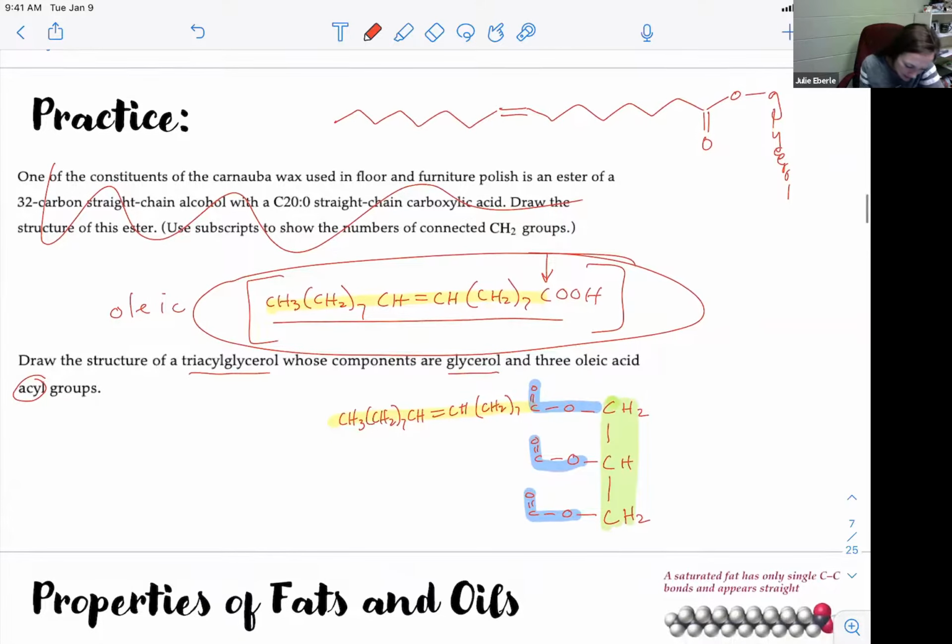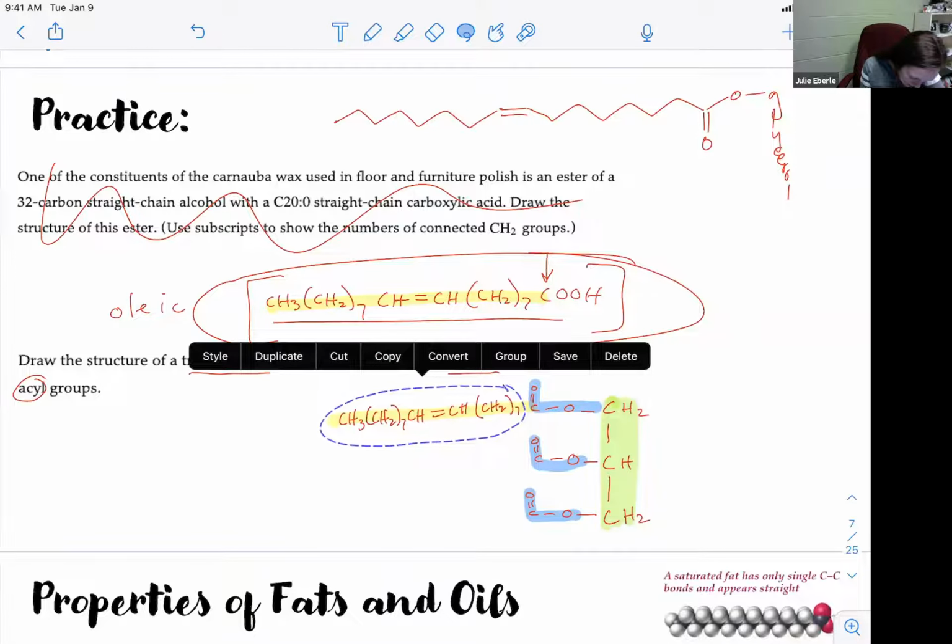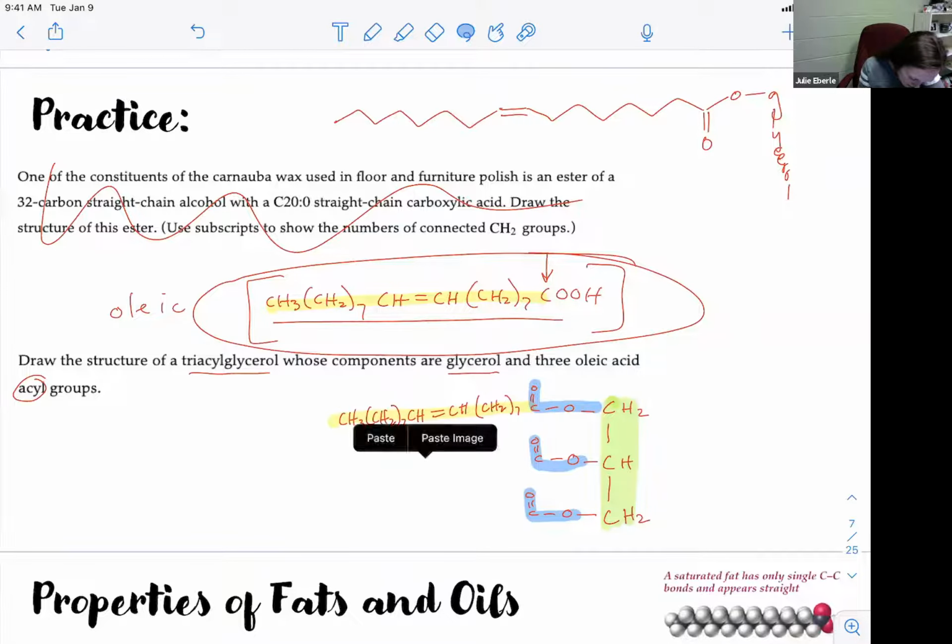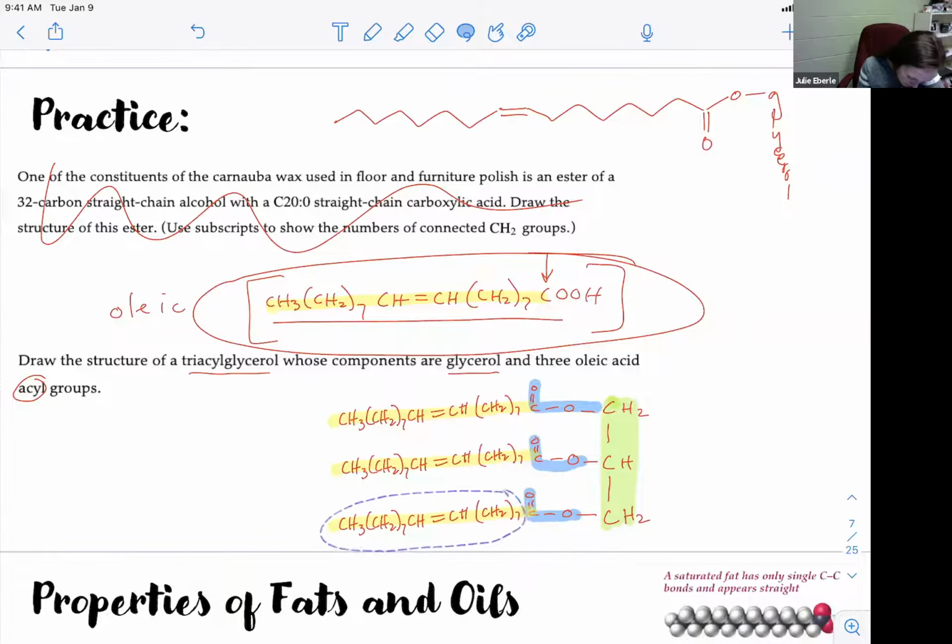Okay, so then we would continue. You would literally draw this part as well. Can I copy it? Yep. Boom, like this, okay? So that's what it looked like when you're all done.